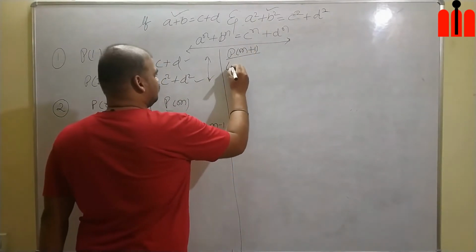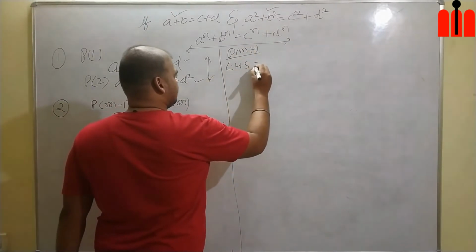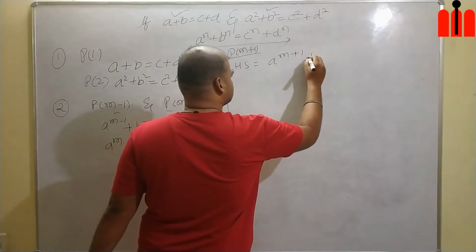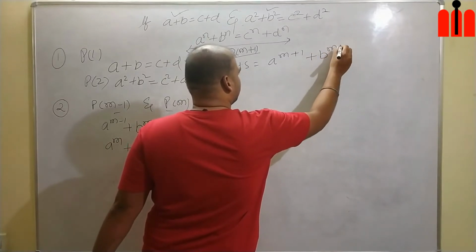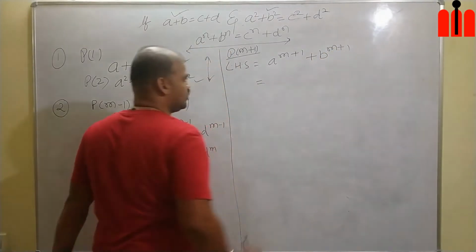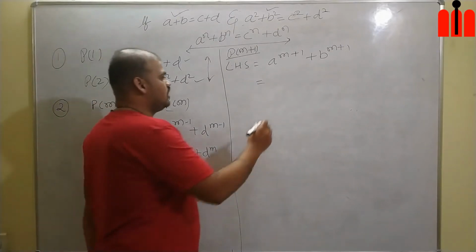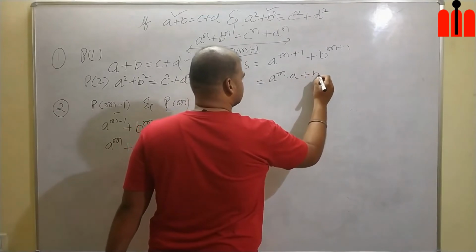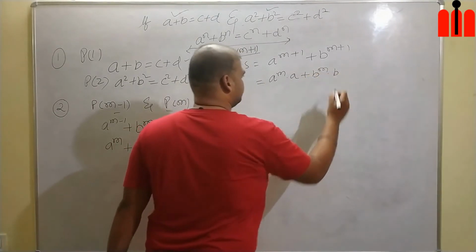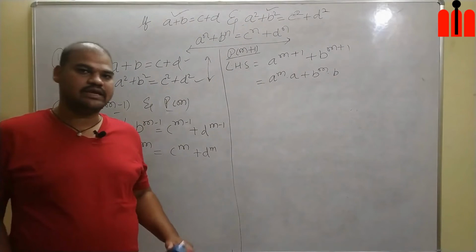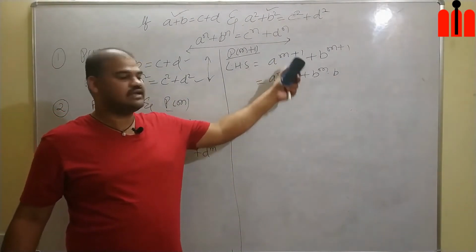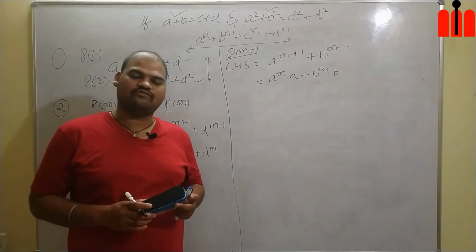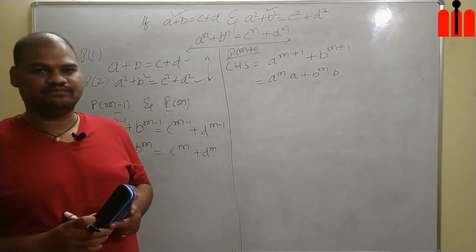In Pm plus 1, what is my LHS? My LHS will be a to the power of m plus 1 plus b to the power of m plus 1. Okay, now it will be a to the power of m into a plus b to the power of m into b. It's self-explanatory that a to the power of m plus 1 I have written as a^m into a, and b to the power of m plus 1 as b^m into b.